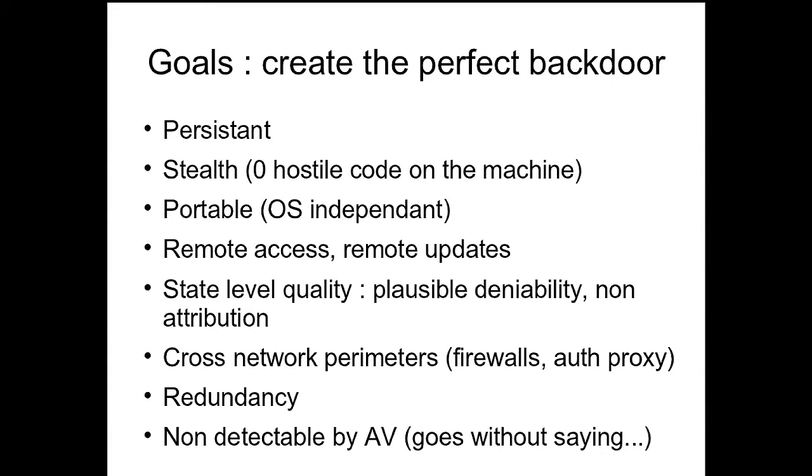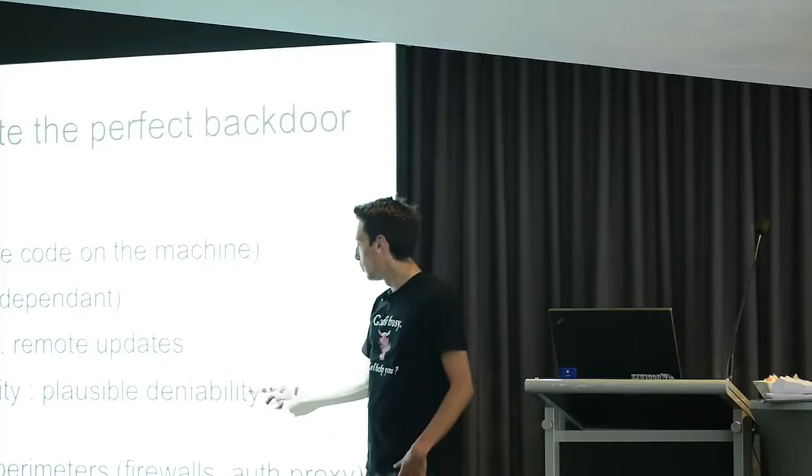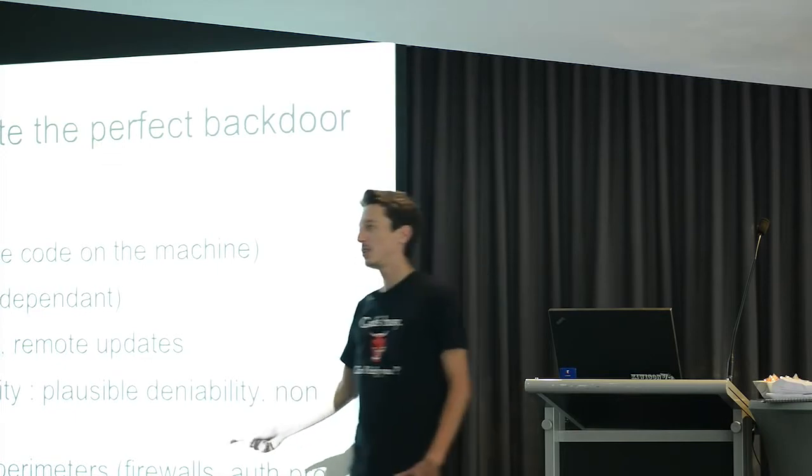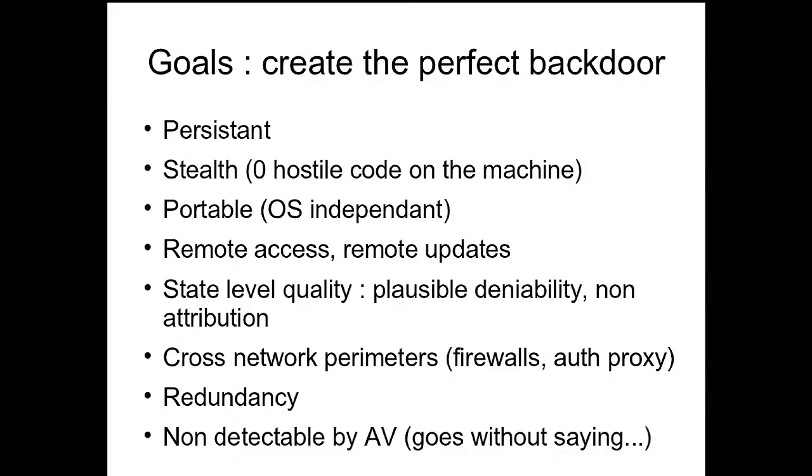We want remote access, remote updates. We want something cool, and state-level quality. So if you're a nation state, there are essentially two properties you have to respect. The first is plausible deniability, which is saying, oh no, this was not a backdoor, this was an accident. And non-attribution, which is, no, it wasn't me, it was China.